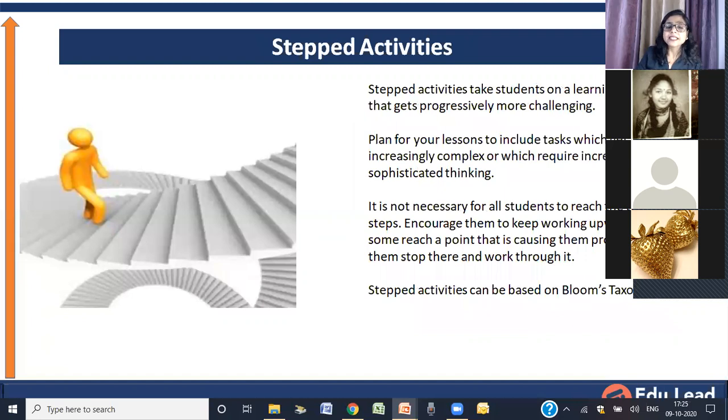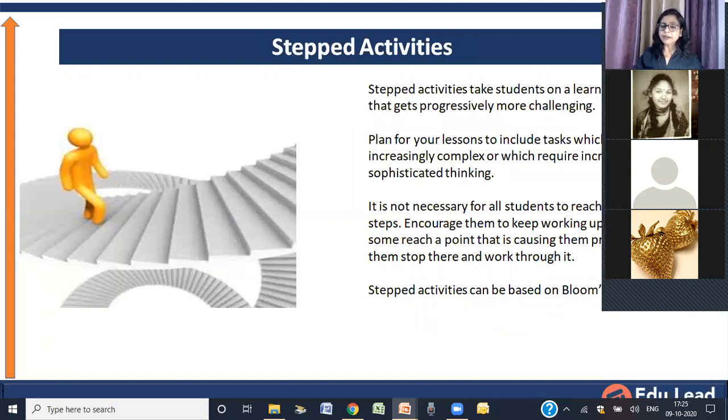Next set of activity is stepped activities. Now, stepped activities are that you have decided upon a number of various tasks, and they are on the basis of Bloom's taxonomy. You put all those tasks out there, and you ask your children that you have to move from 1 to 2 to 3 to 4 to 5. Till whichever level you reach, that's not a problem, but just see that you're making progress, right? That's the idea of stepped activities. You can do that for your lesson.